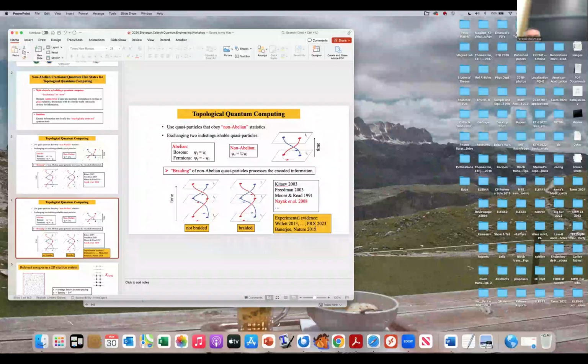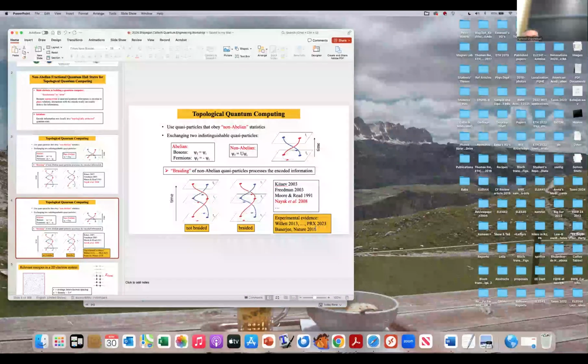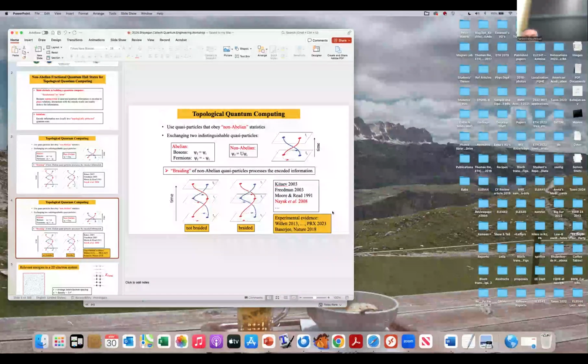There is another paper by the Weizmann Institute group, Moty Heiblum, in Nature 2018. They look at the thermal conductance of an edge state. And for the 5/2 state, it matches what theory predicts. So that is considered another reasonably strong piece of evidence that the 5/2 state at least has these properties.